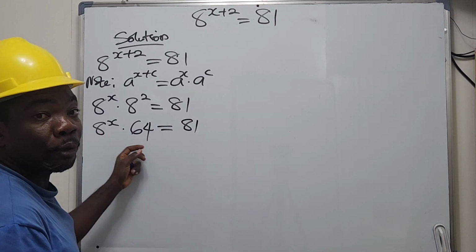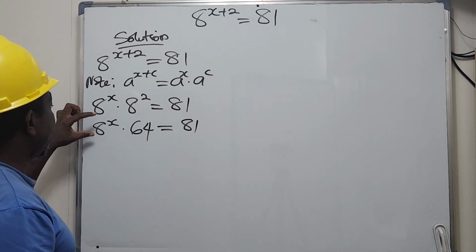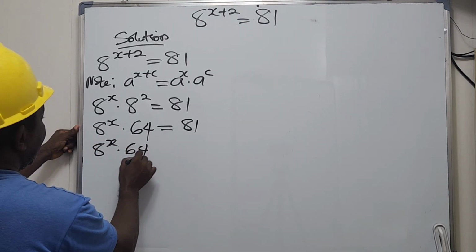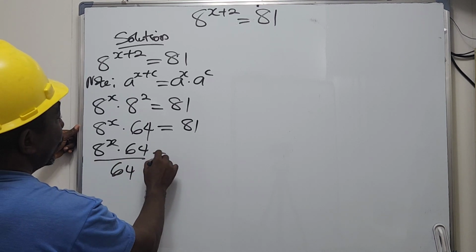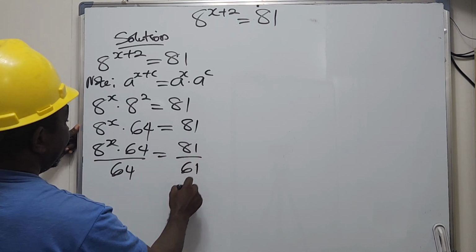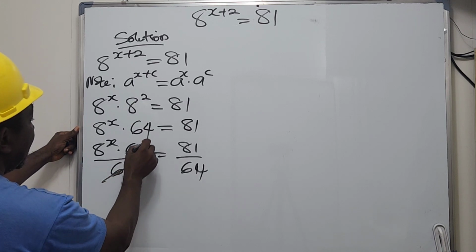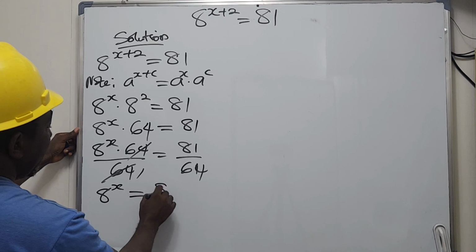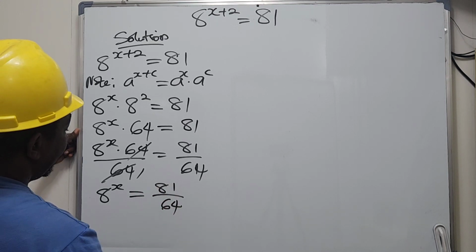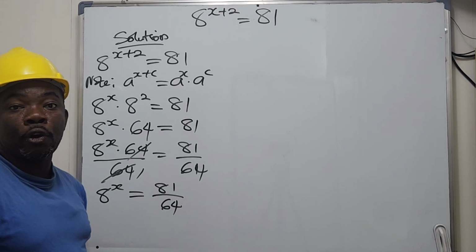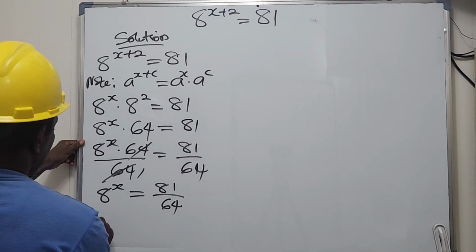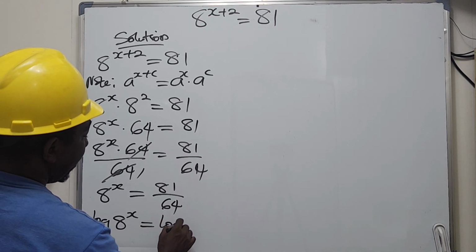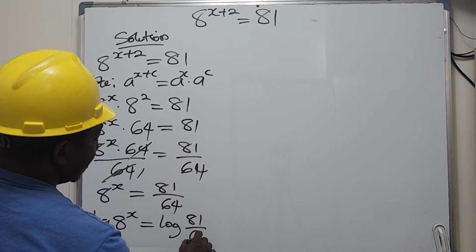So here we can divide both sides by 64 so that we'll be able to find the value of x. So this will become 8 to the power of x times 64 divided by 64 equals 81 divided by 64. So here 64 cancels here and it cancels here. We are now left with 8 to the power of x equals 81 all over 64. So the next step is for us to introduce log to both sides. So this will become log 8 to the power of x equals log 81 all over 64.